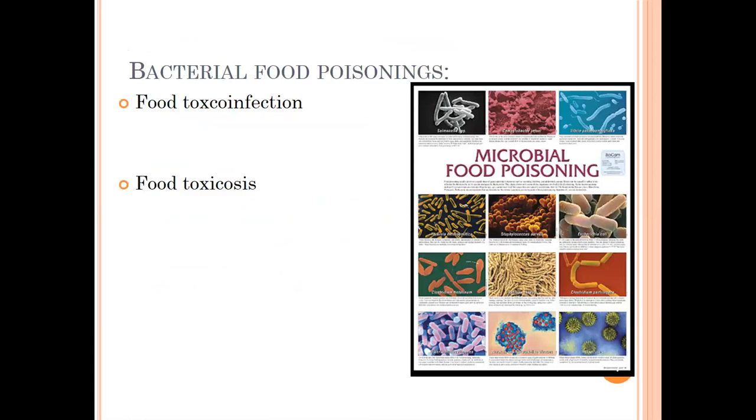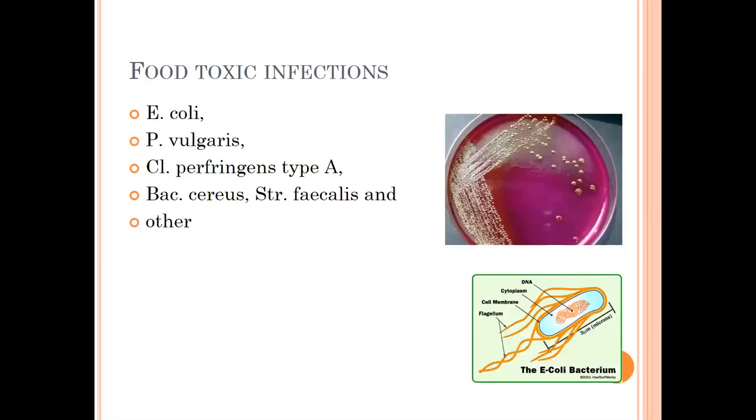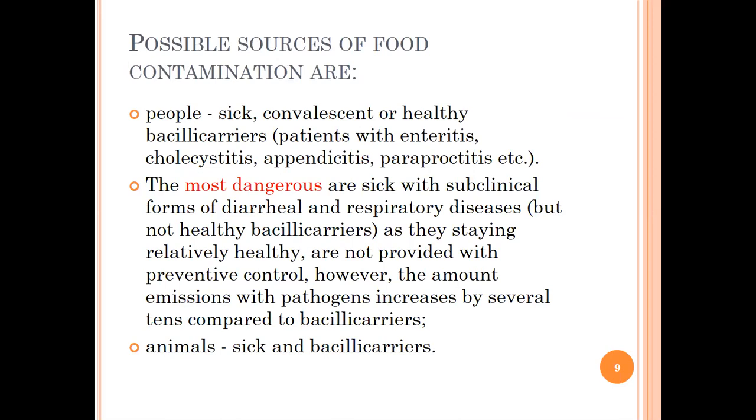And when considering bacterial food poisoning, it's necessary to subdivide it into food toxic infection and food toxicosis. Food toxic infection can be caused by Escherichia coli, Proteus vulgaris, Clostridium perfringens type A, Bacillus cereus, Streptococcus faecalis, and others. A lot of bacteria, in fact, may cause food toxic infections.